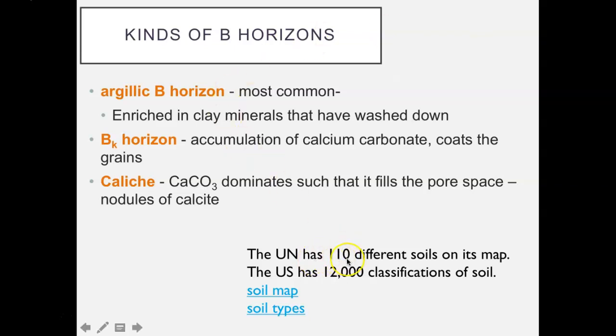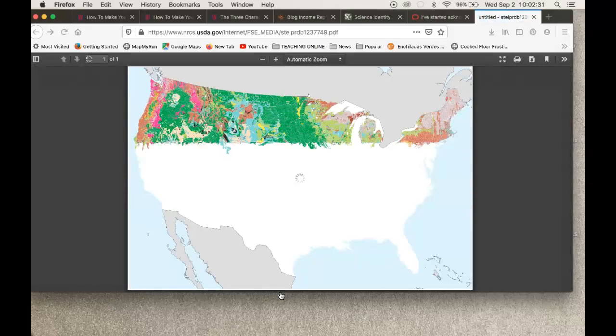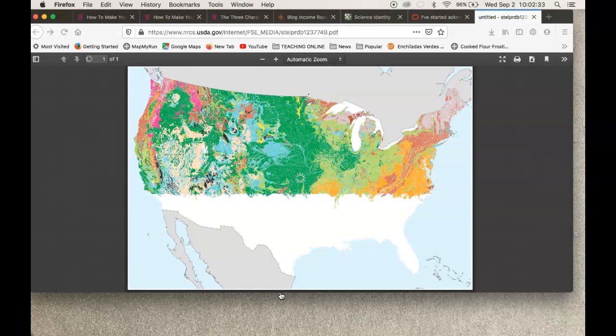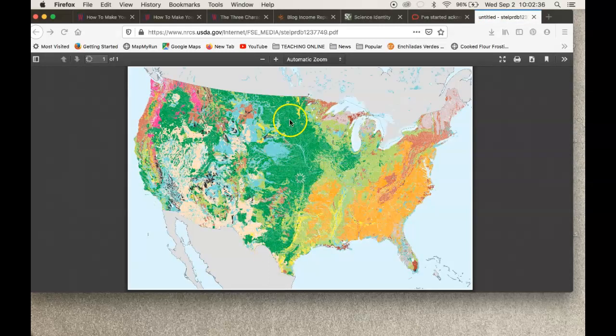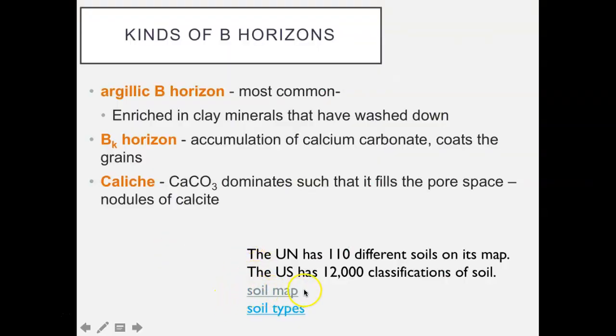The United Nations has 110 different soils on its map. The United States has 12,000 different classifications of soils. I've only given you like 3 B horizons. This is a map from the USDA of soil horizons, so you can take a look at that. Click on this link for the soil map and you can find a map from the USDA and also see a link here from the USDA of different soil types. So a map and the different types.